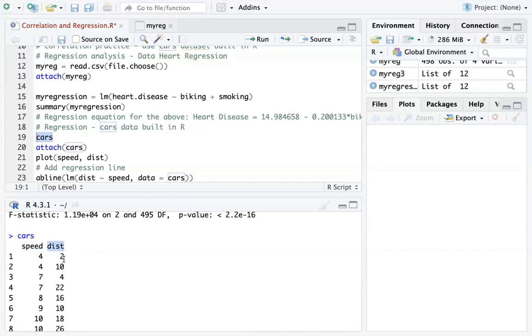Now pause the video for 1 minute and figure out which one of these two is the dependent variable and which one is the independent variable.